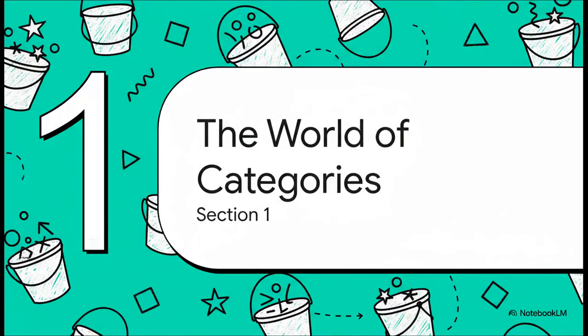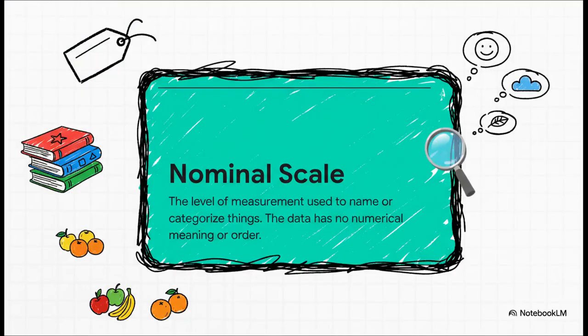All right, so let's start at the very bottom, the foundation of our data ladder. This first level is all about the world of categories, basically just sorting things into simple, clear buckets. This is what we call the nominal scale, and the key word here is nominal, which basically just means name. All we're doing at this level is naming things. There's no order, no ranking, nothing like that. It's just about putting things into distinct groups.